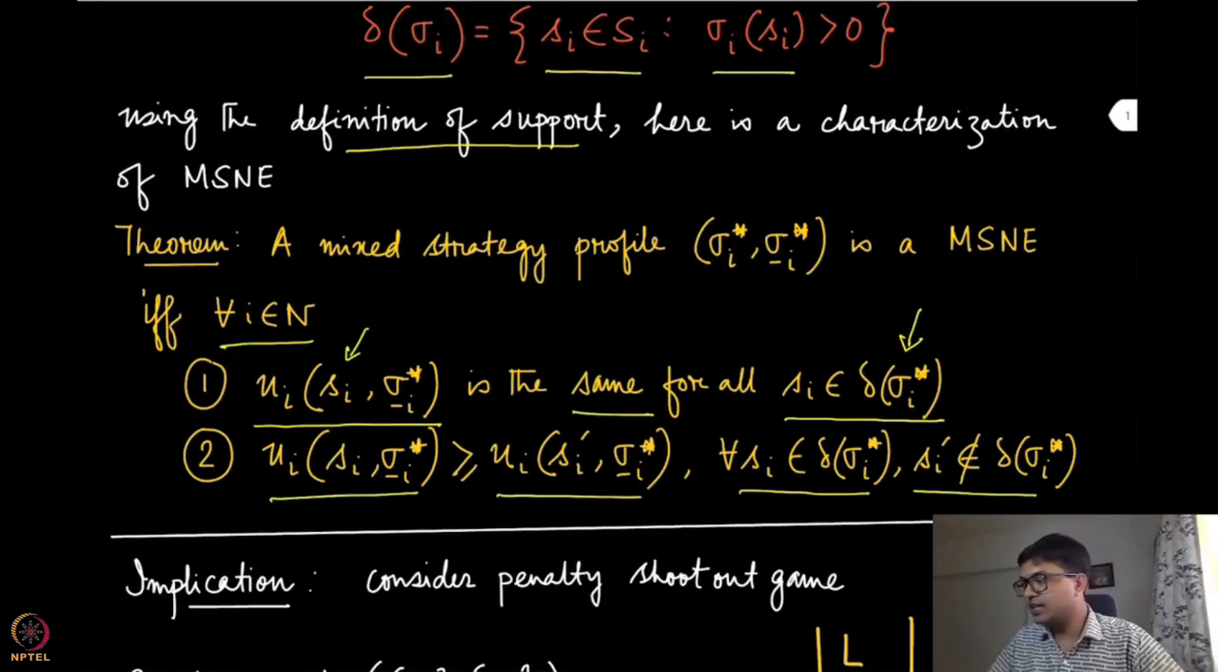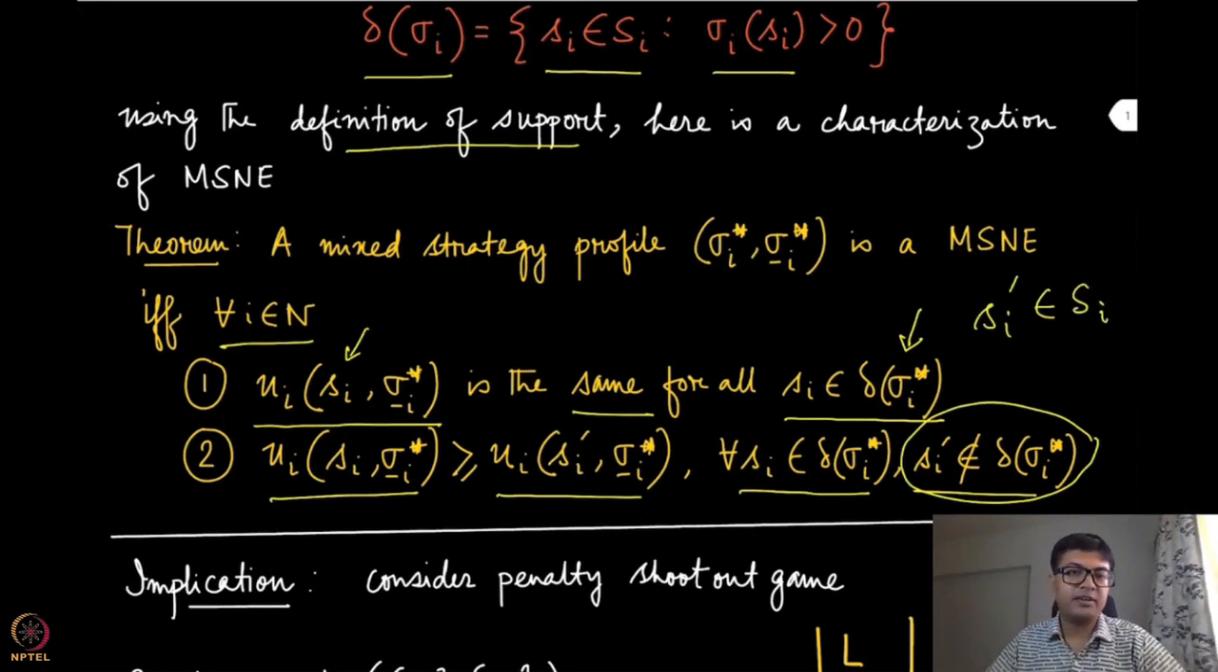You might wonder whether a more concise statement is possible. If you just replace this second condition with SI prime being inside capital SI, then the second statement itself subsumes the first statement, because inside SI you also have delta sigma I star, since delta sigma I star is nothing but a subset of SI. For those cases, the inequality will get satisfied in both directions, so therefore it should be equal. For the cases where it is not in delta sigma I star, this inequality should hold. But I have written these two statements separately just for ease of understanding. This makes it more explicit in some sense.